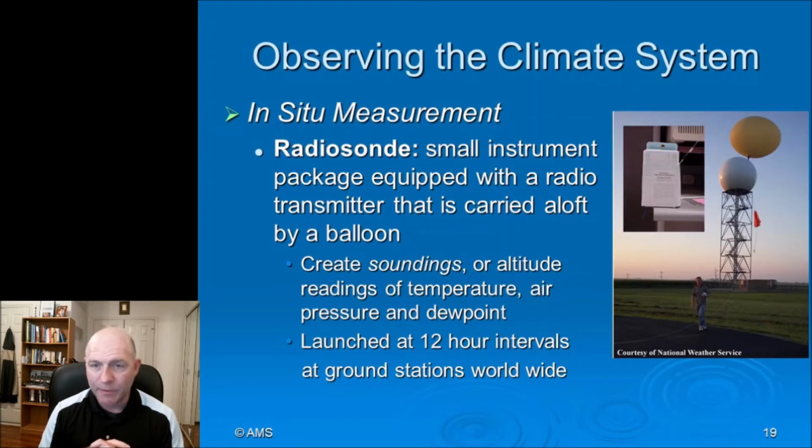Then it will pop, and the parachute will open up, and the radiosonde will slowly fall back to Earth. But there's a little instrument packet on there that is measuring the temperature and the humidity. And there's a pressure sensor on there. And there's a GPS so we can locate it. That helps tell us what the wind direction and speed are doing much higher up into the atmosphere. So these are done in numerous locations throughout the world every 12 hours.